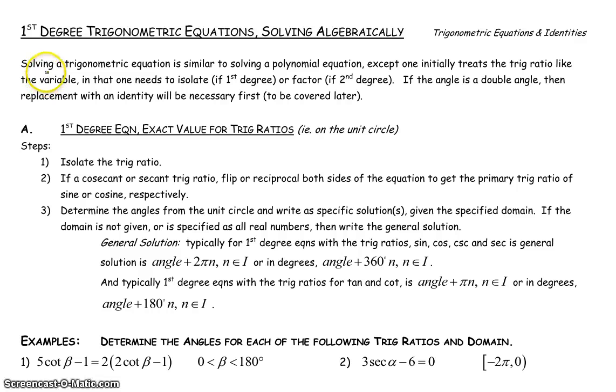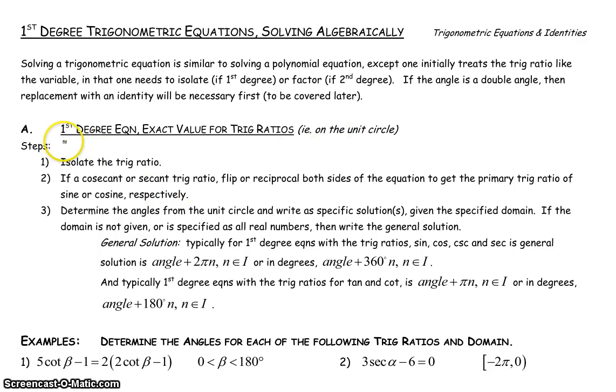So basically, solving a trig equation is similar to solving a polynomial equation, the equations that you've mostly done so far, like quadratic and linear equations. Except one initially treats the trig ratio sort of like the variable in that you need to isolate it if it's a first degree equation. Or if it's a second degree equation, you're going to factor it. And we'll do that in the next lesson. If the angle or the argument is a double angle, then replacement with an identity will be necessary first, okay? And that's going to be covered after we talk about identities.